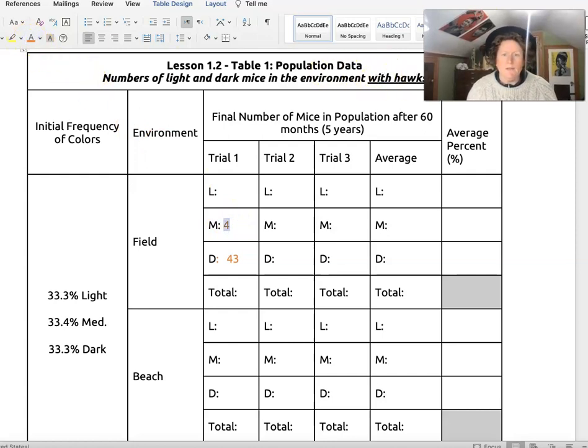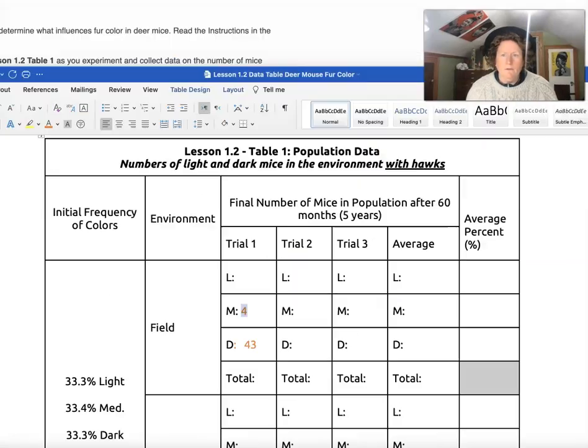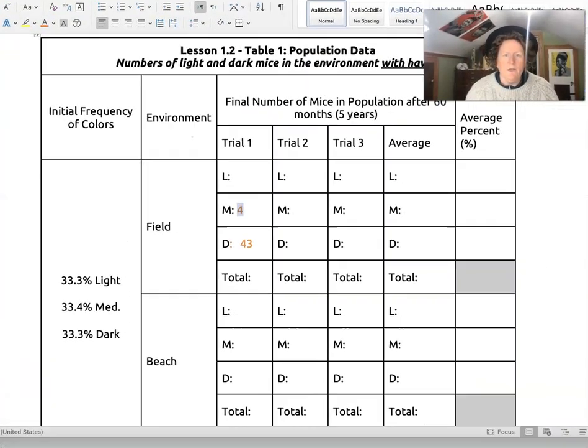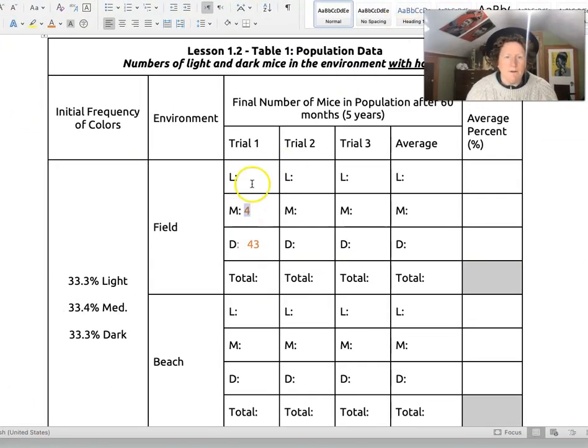And then let's go back to our graph and see how many light brown mice there are. And I see that light brown right down at 0. And I don't even see the light brown color up here. So that helps reinforce the idea that there are no light brown mice. So I'm going to put 0 here.